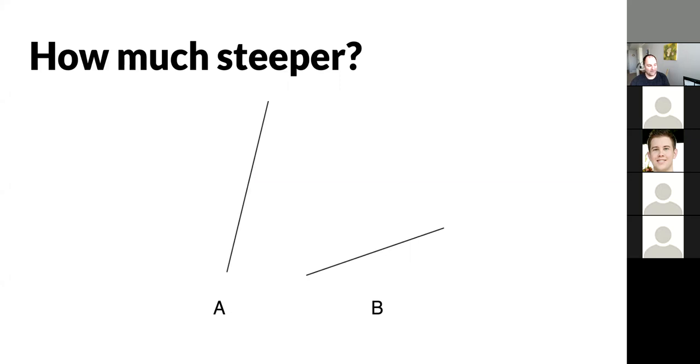How much steeper is A than B? Okay, it's interesting to see that we have much more disagreement. 57% think it's 3 times. And then we also have people that think it's 2 times, 4 times, 5 times. So it is 4 times as steep. So actually the majority of people got it wrong.